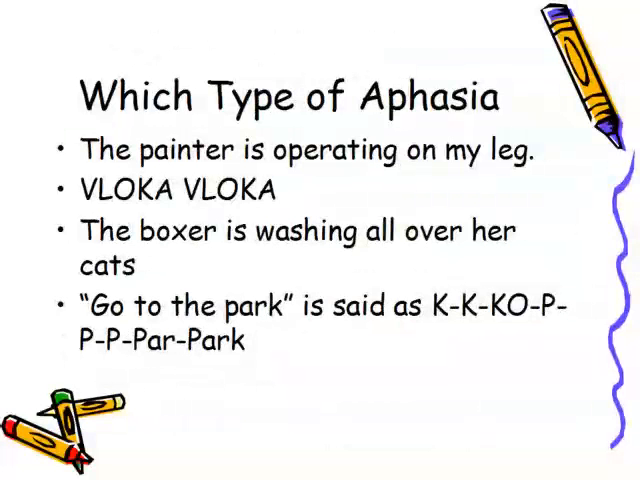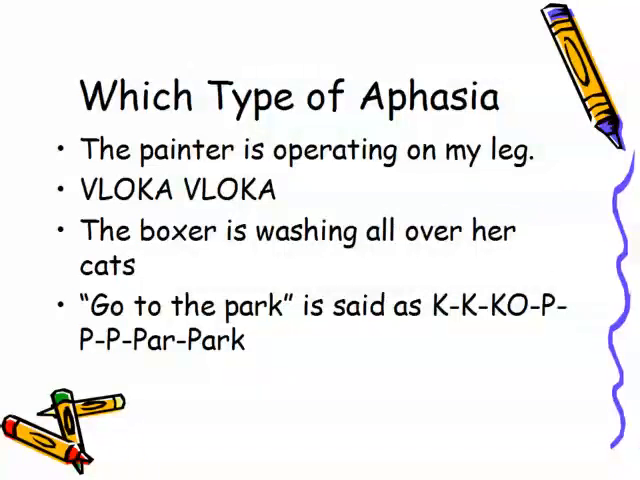The first statement, the painter is operating on my leg, the patient would say that very fluently. They would look at you expecting a response from you because they think that what they've said makes perfect sense. So this would be an example of receptive aphasia. The next line down there is just a substitution for swear words. So that would be an example of global aphasia. That patient is unable to express words.